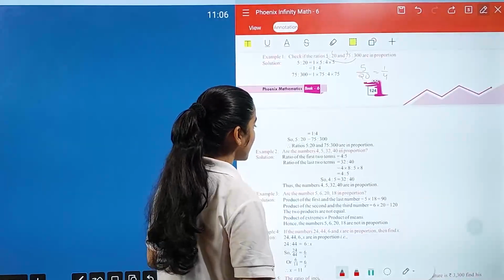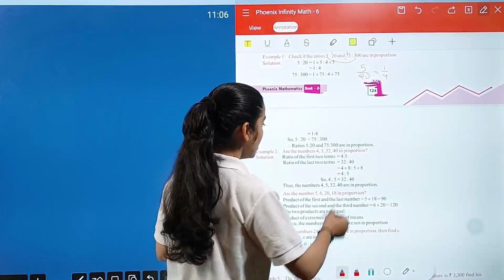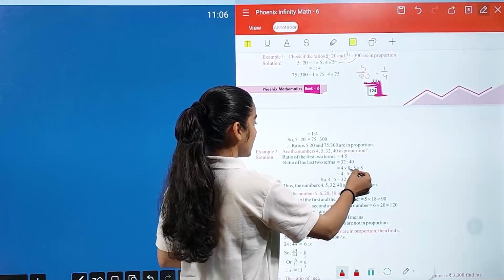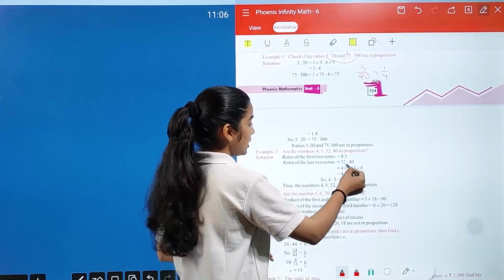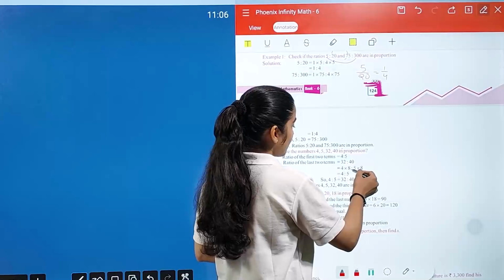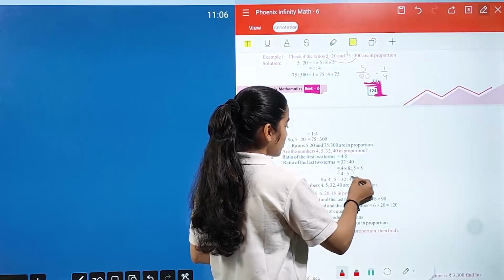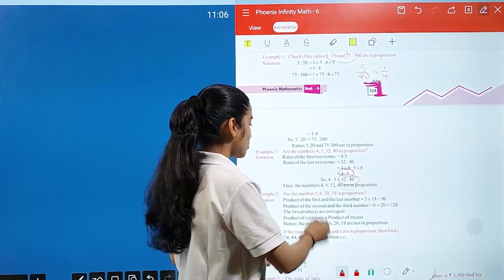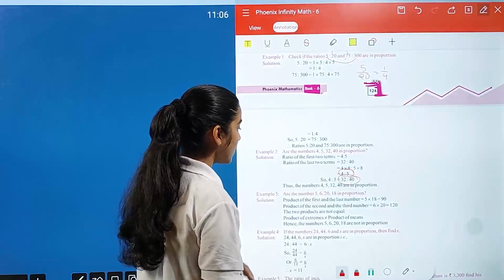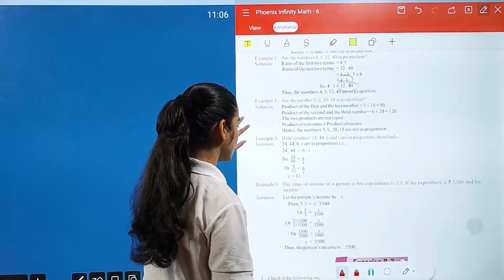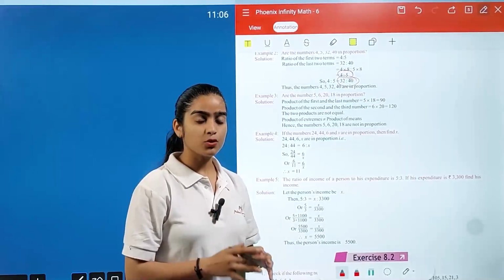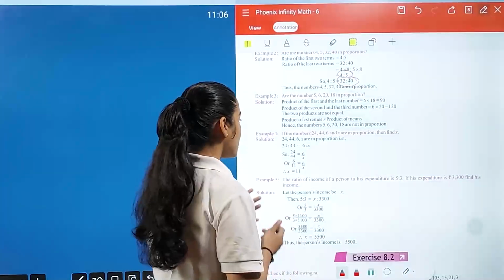Are the numbers 4, 5, 32, 40 in proportion? We have to arrange it: 4 is to 5 and 32 is to 40. We convert it: 4 is to 4 multiplied by 8 and 5 multiplied by 8, so 4 is to 5 is equal to 32 is to 40. Thus the numbers 4, 5, 32 and 40 are in proportion. In the same way, you have to find out whether they are in proportion or not by following your calculation.